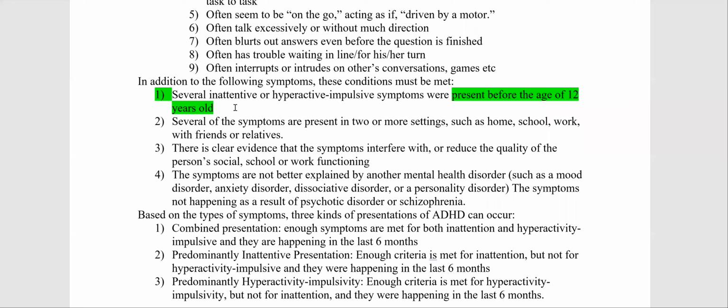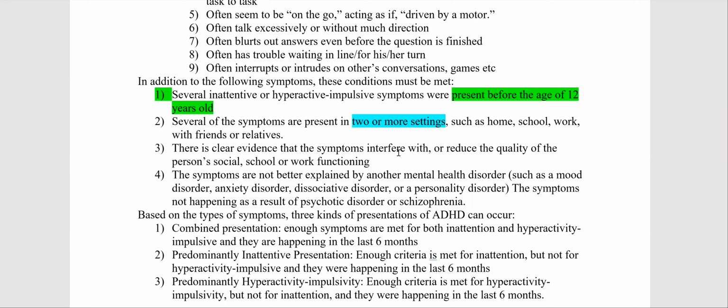Several of the symptoms are present in 2 or more settings. So a lot of times people will be like, this person can't stay still or calm down when they're at school, but when they get at home, they're relaxed and calm. This may be the fact that they don't enjoy school at all. And so it has to be present in 2 or more settings. So it may have to coexist with different friends or relatives or people, not just within one context.